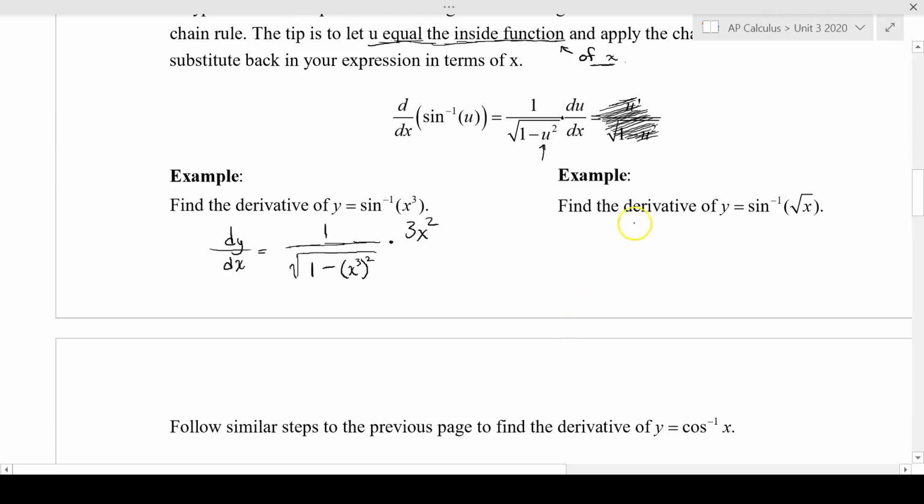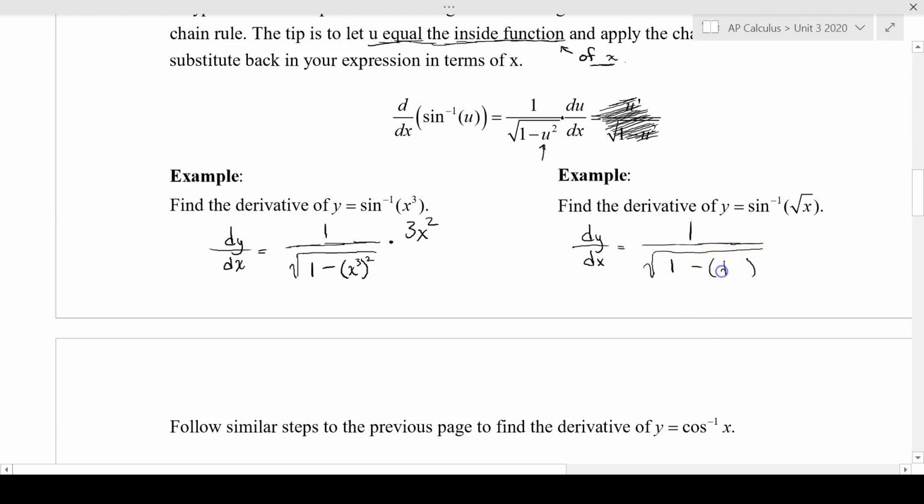Okay. Find the derivative of the next question. Well, dy/dx equals 1 over the square root of, so it's the same formula. We just need to get used to using it.